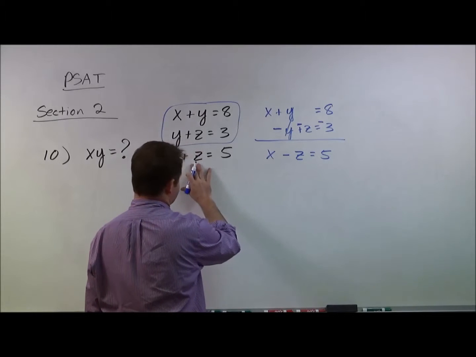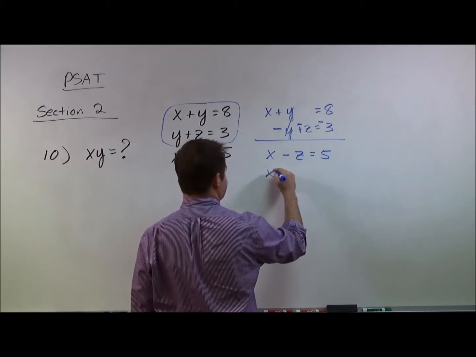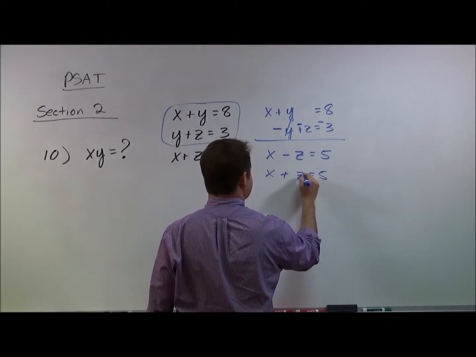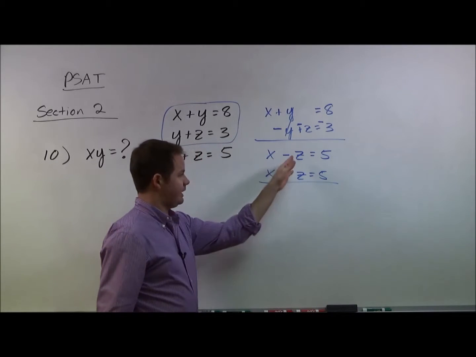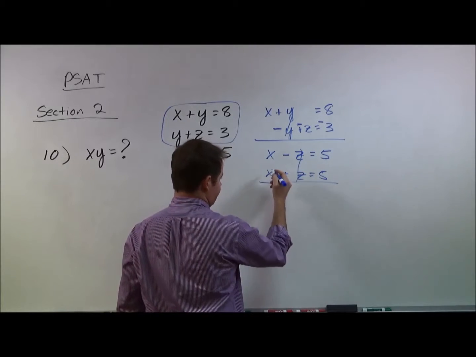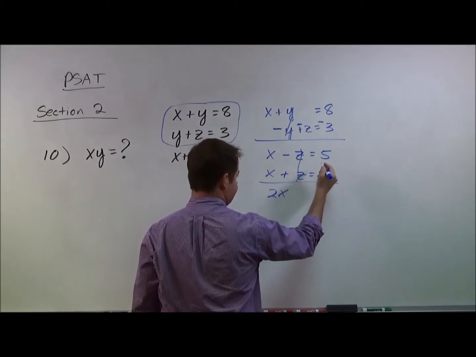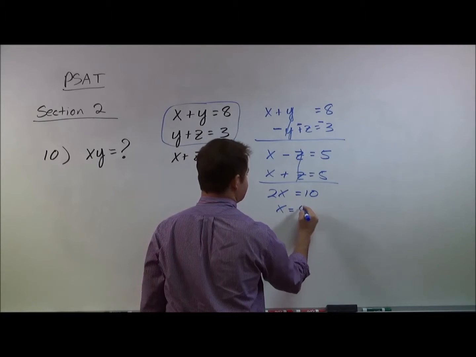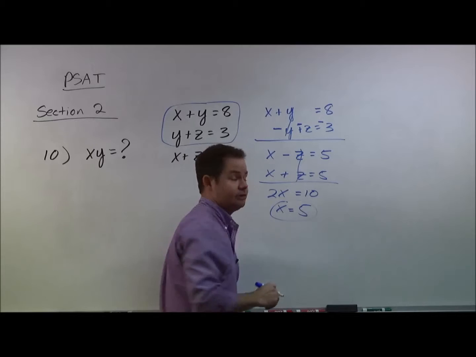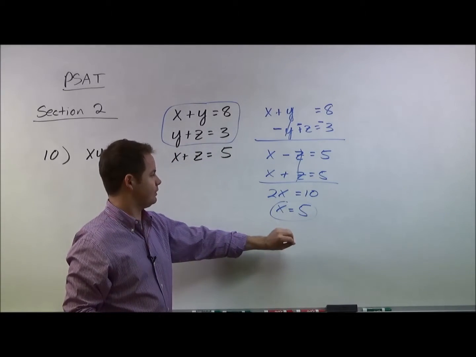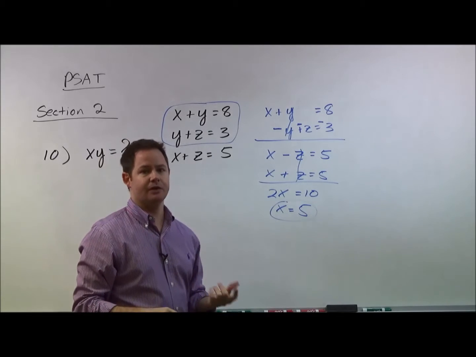So here, I'm just going to write this equation underneath over here. So I'm copying that one down. It's x plus z equals 5. And now as we add these together, a negative z and a positive z cancels out. X plus x is 2x, 5 plus 5 is 10. When we divide by 2 on both sides, we get x equals 5. So that's part of our answer that we'll need to find, but we still have one more part.